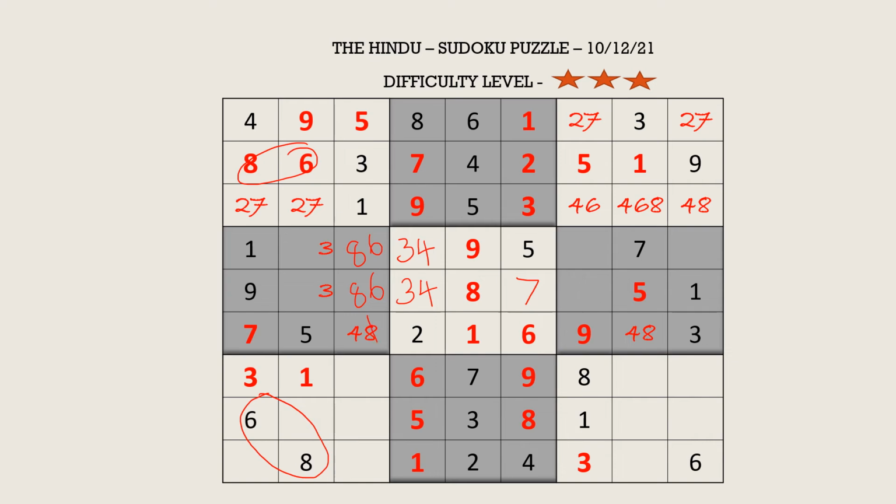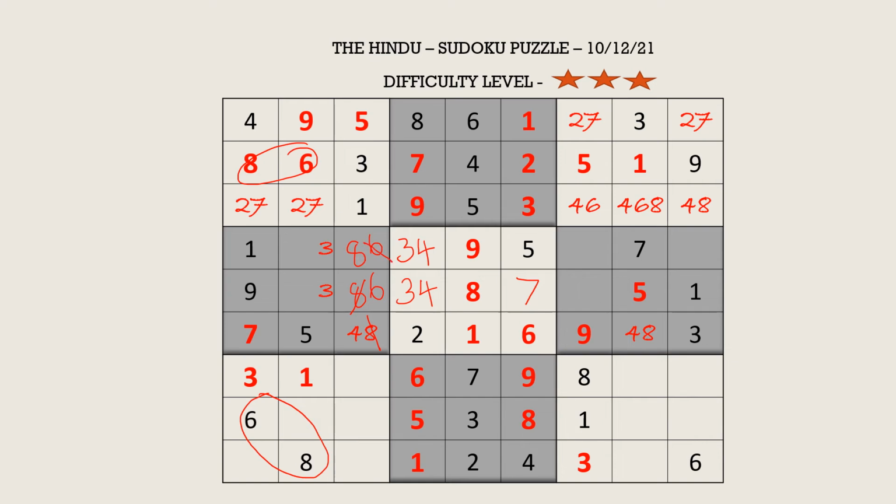So this becomes a 4 now. And you might have seen 8 here. So this 8 cancels out here. So this becomes a 6. And here 8, here 6 cancels out, and this becomes an 8.